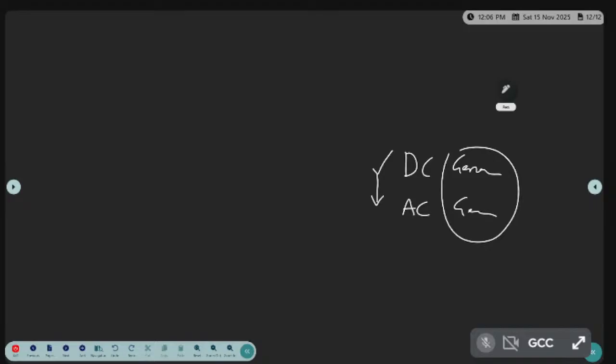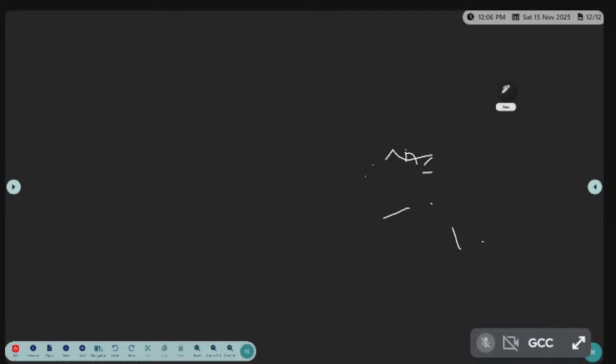So one thing, there is no commutator required in the AC generator. The commutator is the device which converts AC to DC. Brushes are there. Okay, so the principle: the AC generator is a machine which will convert mechanical energy into electrical energy.